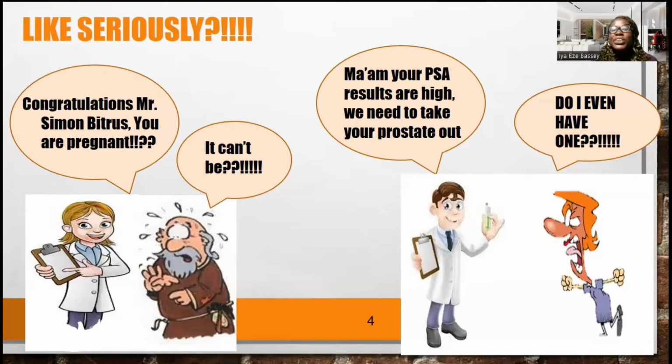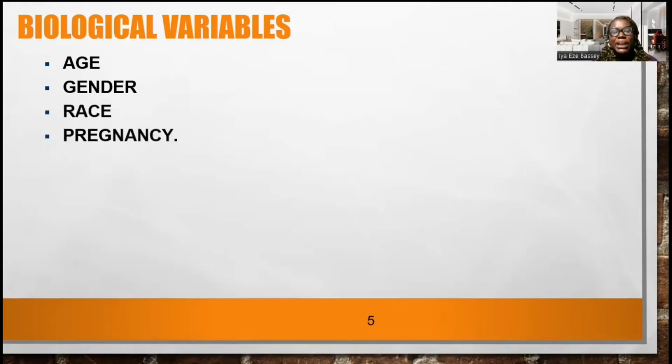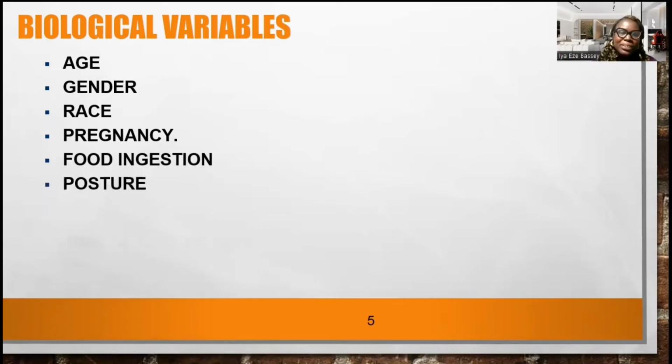All right. So what are these biological variables that can affect results? They include age, gender. Are you female? Are you male? Biologically, race. Where do you come from? Pregnancy. Are you pregnant or not? Have you eaten or not? Are you standing? Are you sitting? Are you lying down? Posture.